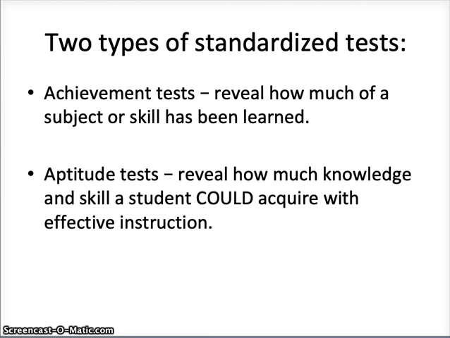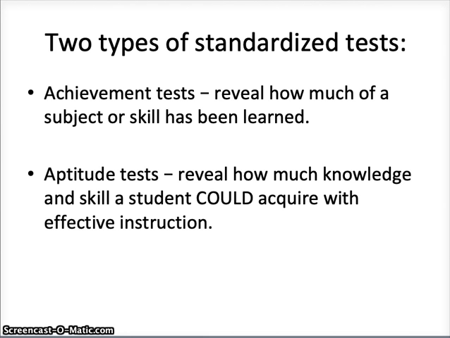There are two types of standardized tests: achievement tests and aptitude tests. Let's talk about the difference between these two. There are actually four kinds of achievement tests that we'll mention in the next slide, but an achievement test is a test the student takes which is going to show how much of a subject or skill content has been learned, basically. So it's testing what students have learned.